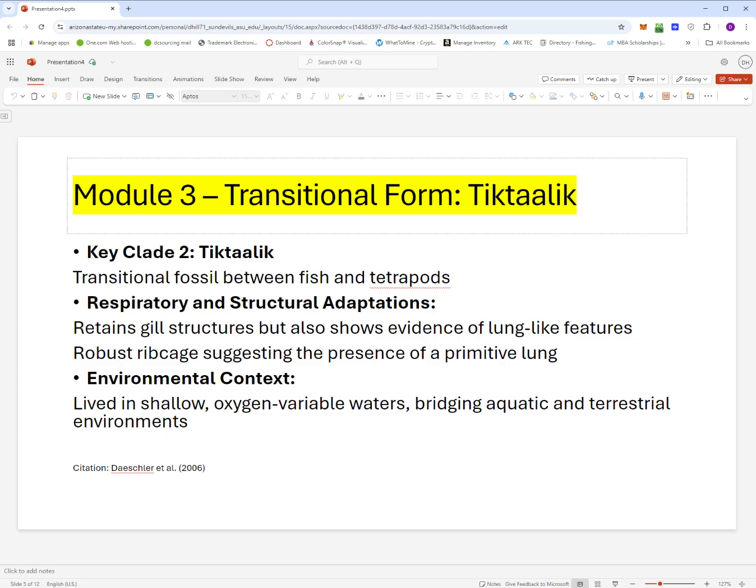Furthermore, Tiktaalik retains some of its aquatic traits, such as parts of the gill structure, while simultaneously showing emerging characteristics that would later support lung-based respiration. This blend of features is exactly what one would expect from a transitional form, a creature in the midst of adapting to a new terrestrial way of life.